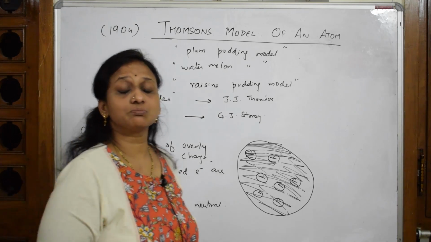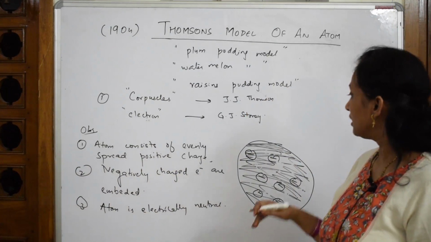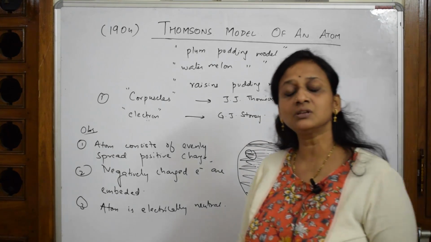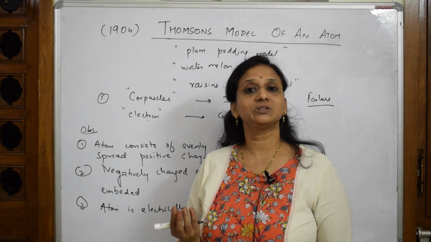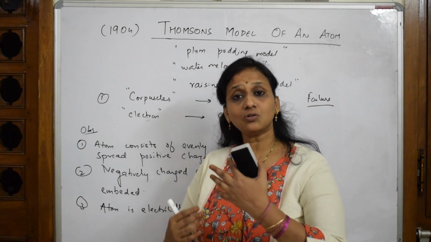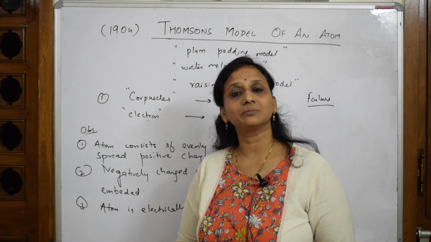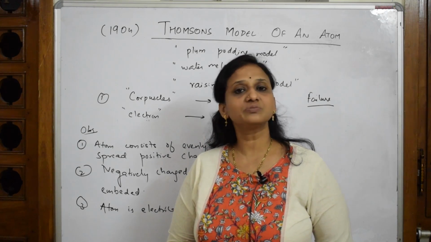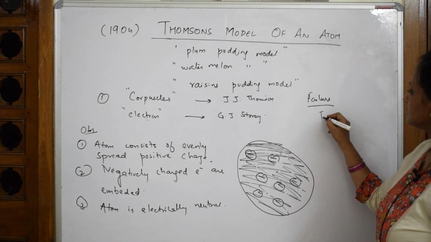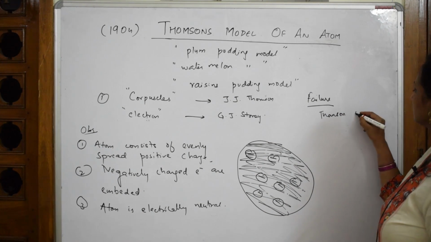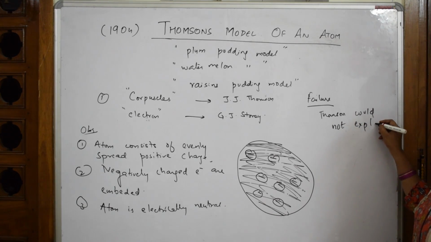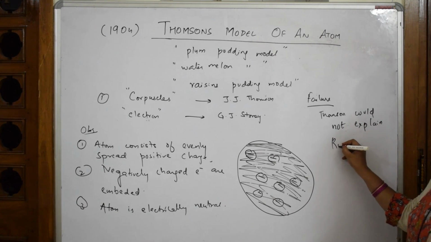But what made this model a failure? What are the failures of this? After Thomson's discovery, Rutherford's alpha ray scattering experiment came into the picture, in the late 19th century. Rutherford gave a lot of observations on the model of an atom, and Thomson could not explain those observations. That was a major failure of Thomson. So let us write that Thomson could not explain Rutherford's observations.